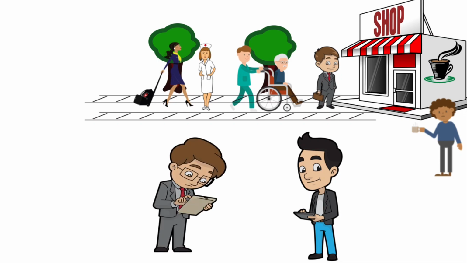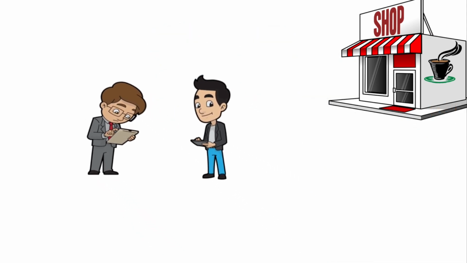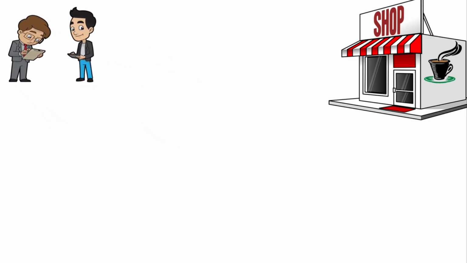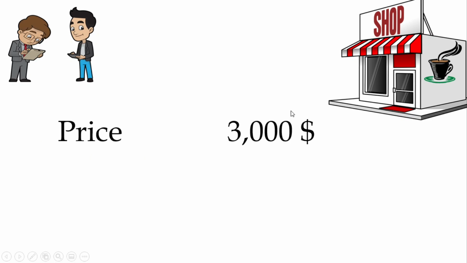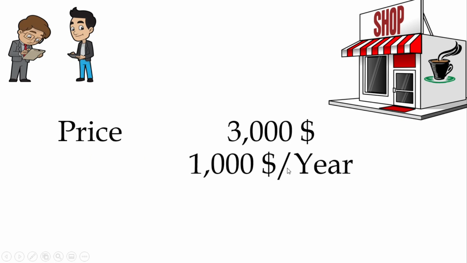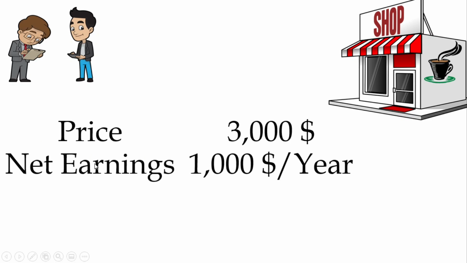How can I decide? Well, I will try to use price to earning ratio to help me evaluate Joe's coffee shop. Let's see how to do it. Well, Joe wants for his coffee shop a price of $3,000. That would be the price. Joe's coffee shop makes $1,000 per year. That will be the earnings or net earnings.